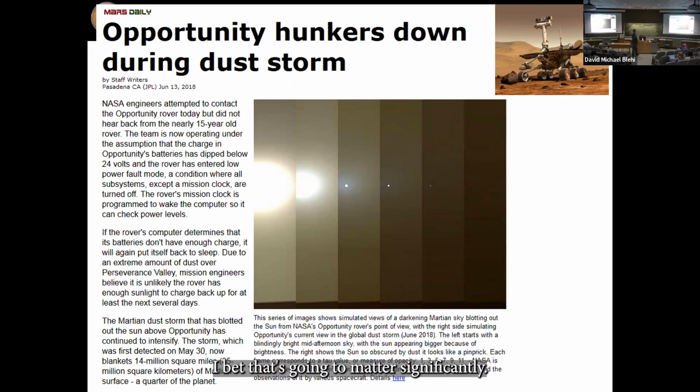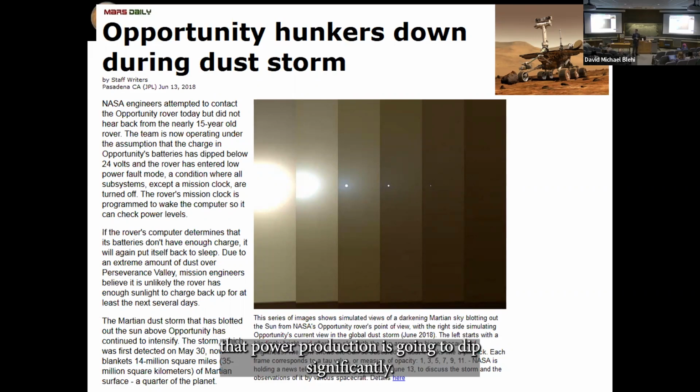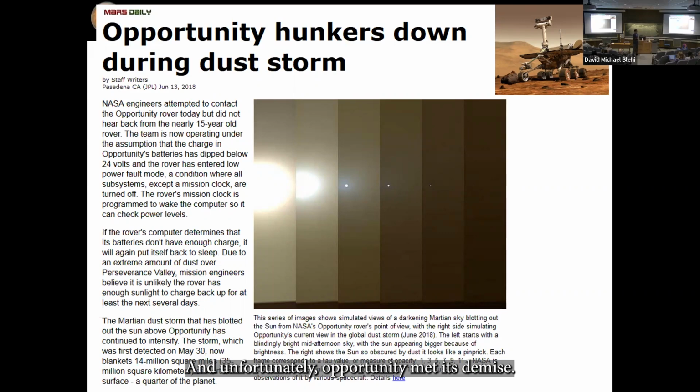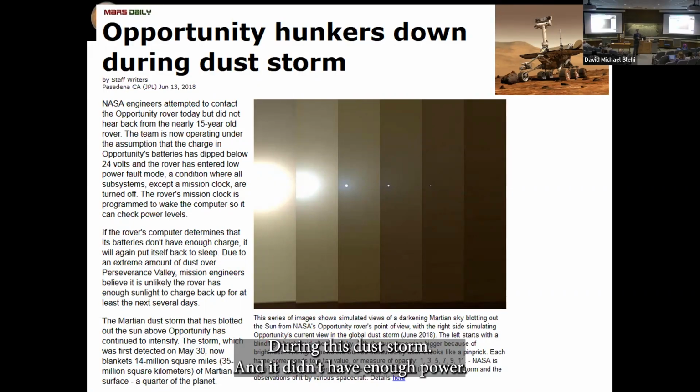That's going to matter significantly if you have a solar powered rover. That power production is going to dip significantly. Unfortunately, Opportunity met its demise during this dust storm. It didn't have enough power. They tried to wake it up after the storm passed and were unable to do so.